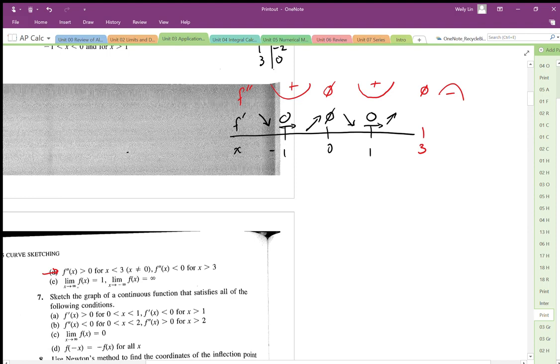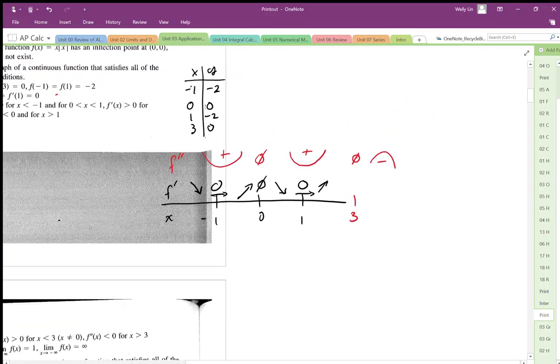And then lastly, it says the limit as x goes to infinity is equal to 1, and as x goes to negative infinity, it equals infinity. So these are end behaviors, which have to do with asymptotes. First, I'm going to draw this in.